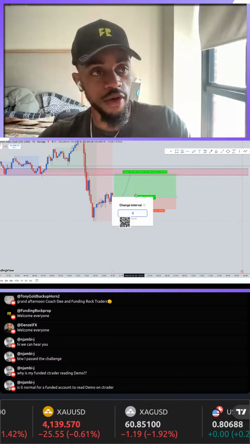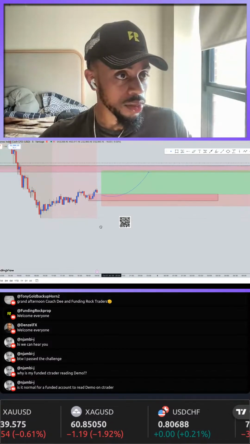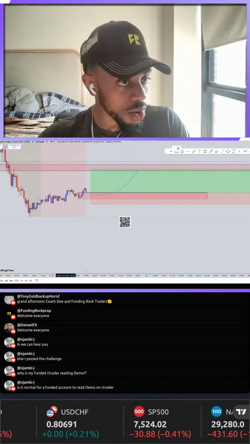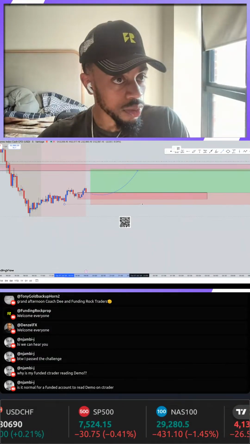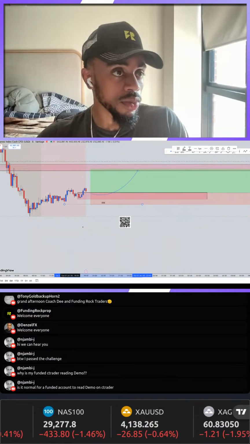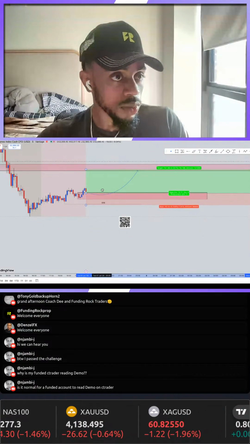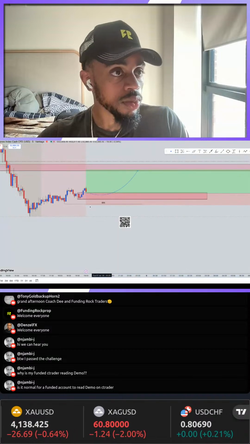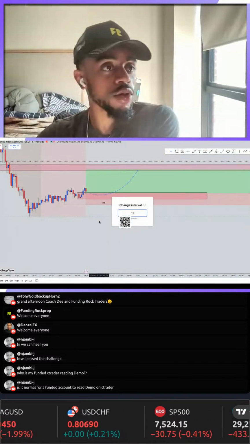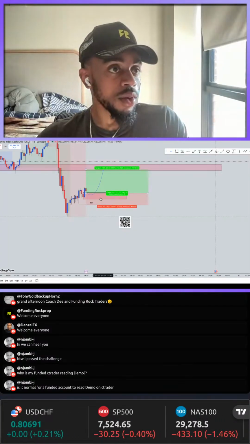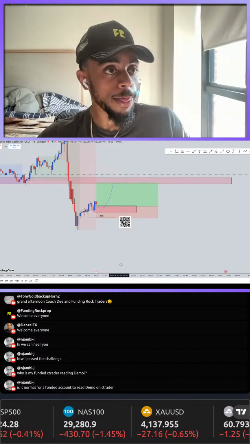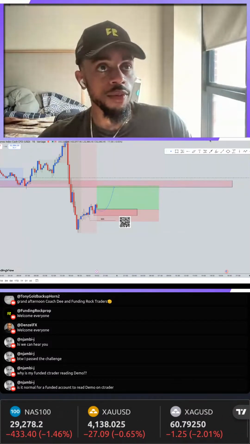Let's quickly go into the 5. Just make sure our stop loss is below this wick here. Okay, perfect. Back to the 15-minute time frame. And this is our setup. A beautiful 1:2. Absolutely amazing.